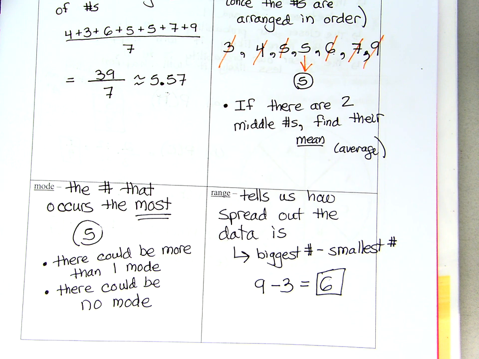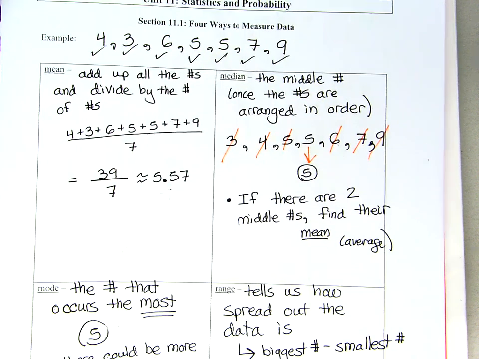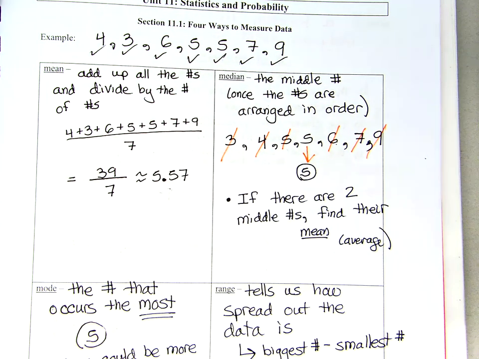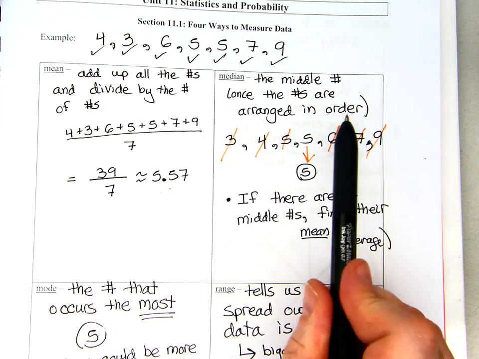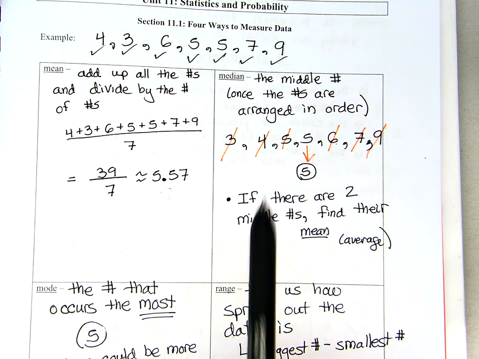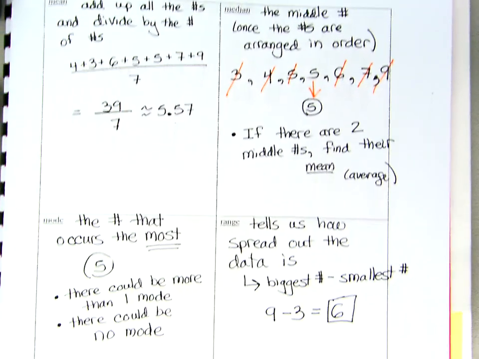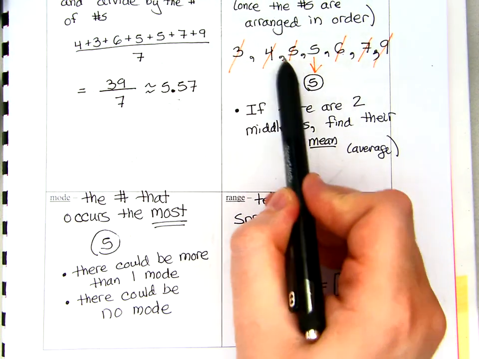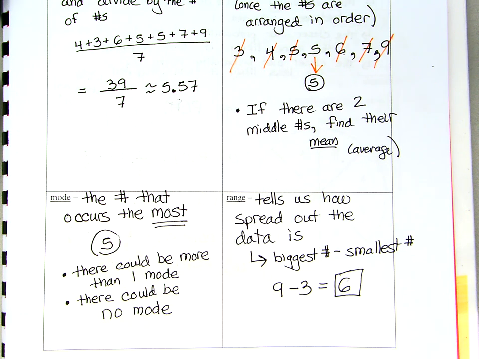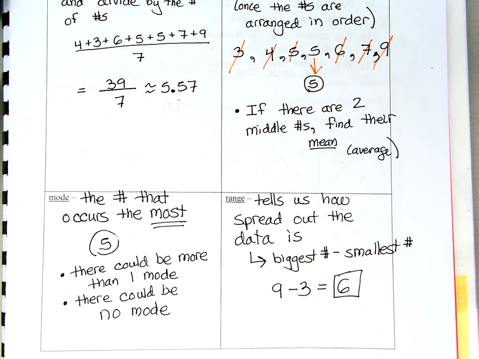You will need to know these 4 terms. The mean, we add up all the numbers and divide by the number of numbers, also called the average. The median, the middle number, but remember you cannot do that until the numbers are in order. The mode is the number that shows up the most. 5 shows up more than the others, so 5 is our mode. The range tells us how spread out the data is. Biggest number minus the smallest number, it is 6.